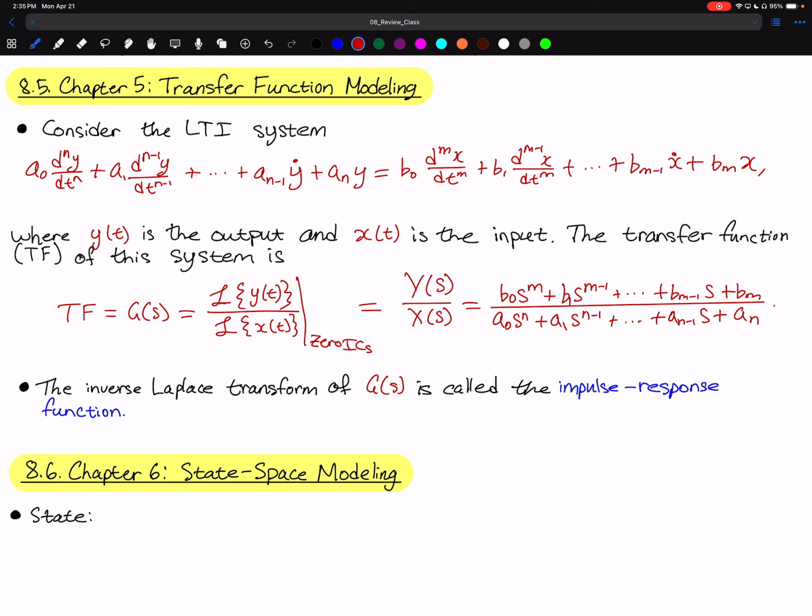And then the inverse Laplace transform of G of s here is called the impulse response function. So it's the response of the system to an impulse applied to it.